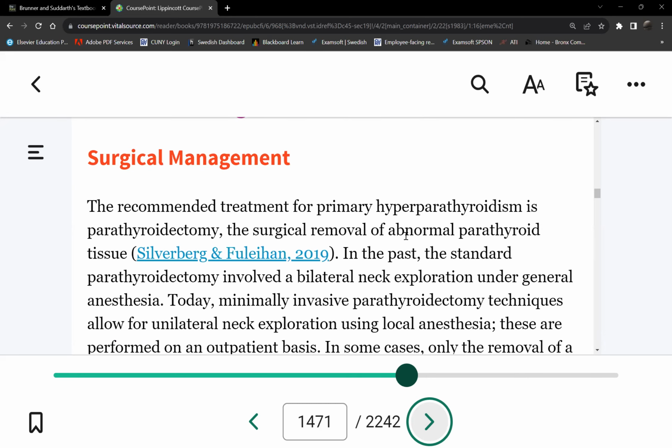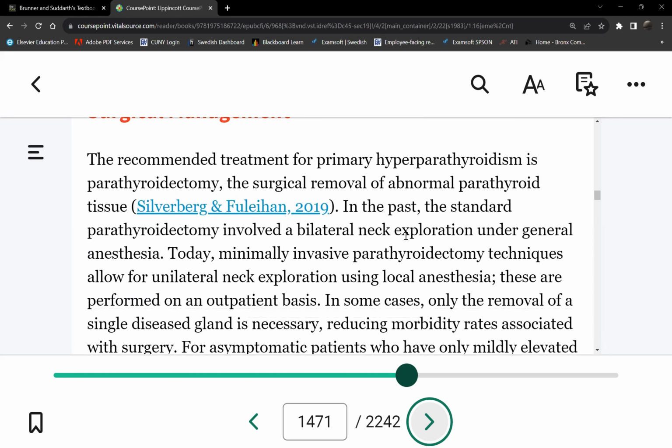Let's go now to how do we manage it. What's the most common form again? Primary. And what's the cause of the primary? Okay, so therefore, what's the treatment? Surgery. So parathyroidectomy will be performed, either partial or total parathyroidectomy. And since, where is this located again? Behind the thyroid gland. So therefore, what will happen to the patient?